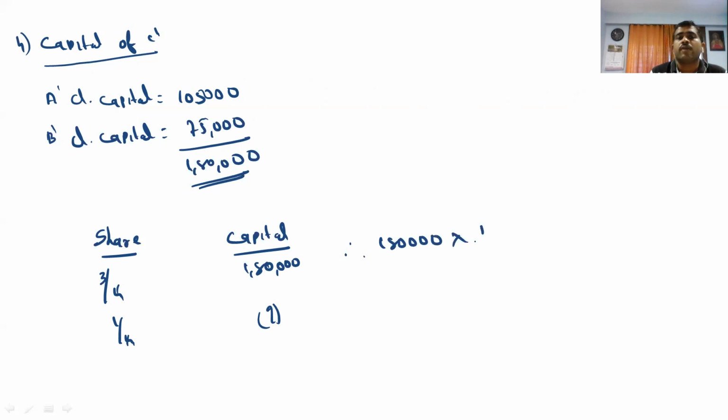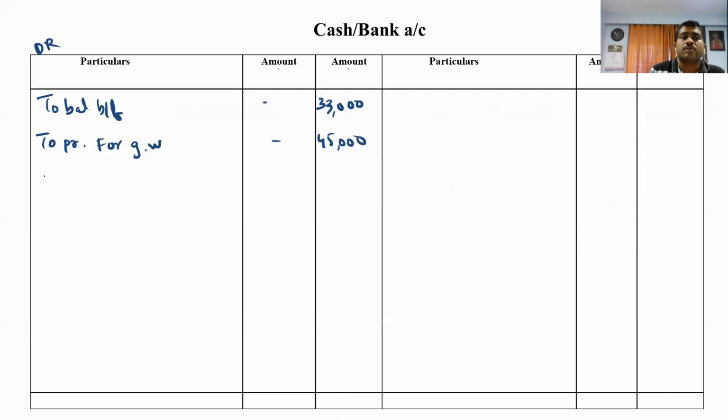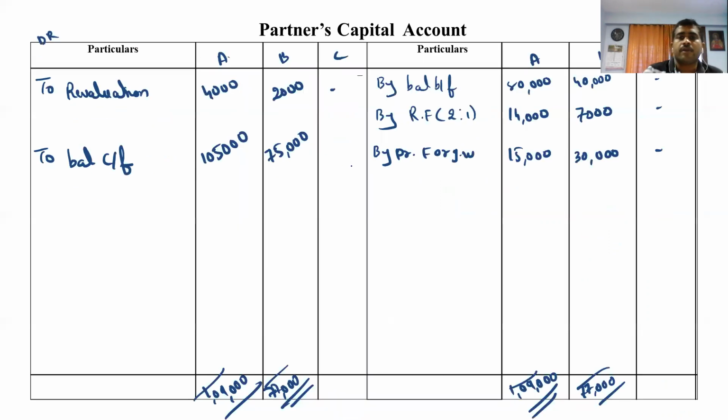1,80,000 into 1 divided by 3. So 180 multiplied by 1 by 3, we get capital of 60,000. So that we have to write in cash account debited to C's capital. How much C is bringing? 60,000. And that we have to transfer to partners capital credit side. Here we can write by cash. In C column, we have to write 60,000. The total comes to 60,000.